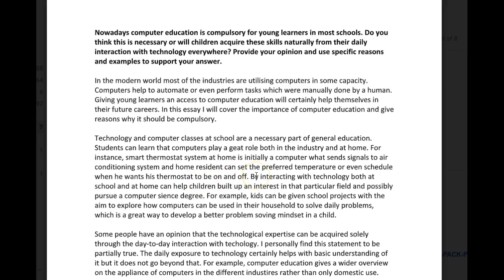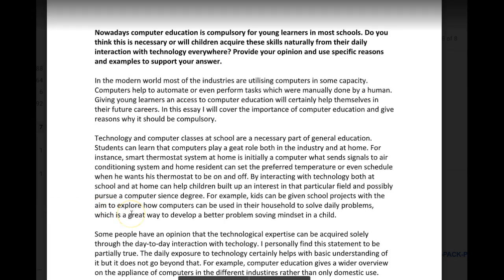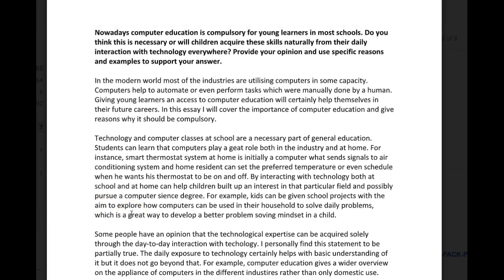Let me see. By interacting with technology both at school and at home, this can help children build up an interest in that particular field, possibly pursue a career science degree. Careful with your spelling. For example, children, because we never write kids in IELTS, can be given school projects with the aim of exploring how computers can be used in their household to solve daily problems, which is a great way to develop a better problem solving, careful with your typing, mindset in a child. Okay.